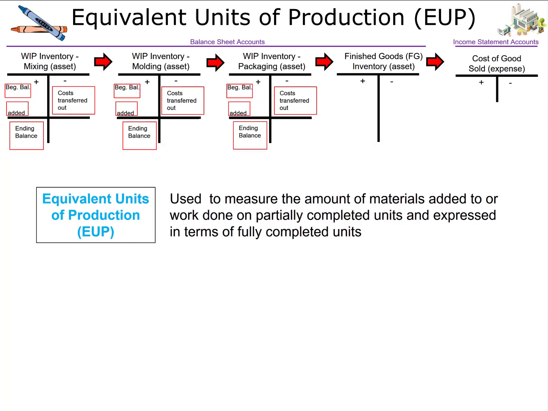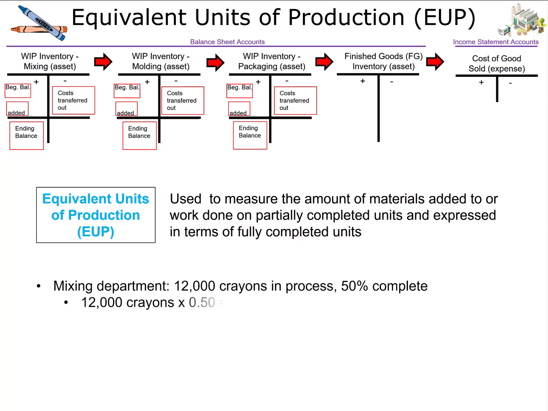Now let's talk about Christie's crayons. Assume the mixing department has 12,000 crayons halfway finished at the end of the accounting period. That is equivalent of how many crayons completely finished? Well, 12,000 crayons times 0.5 gives us the equivalent of 6,000 crayons being 100% complete.